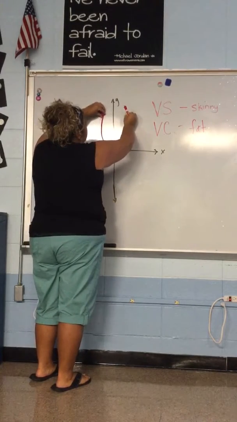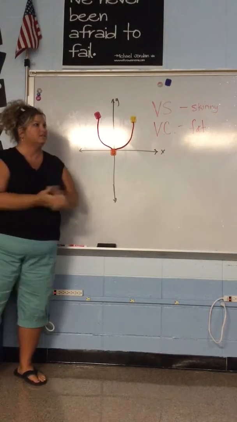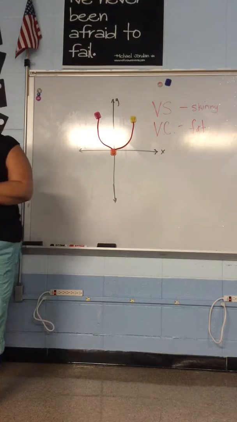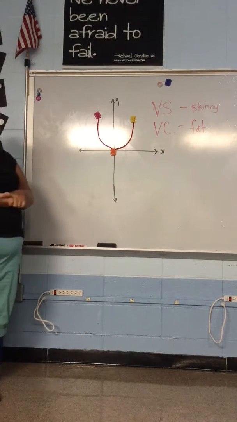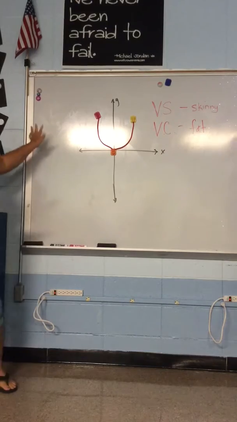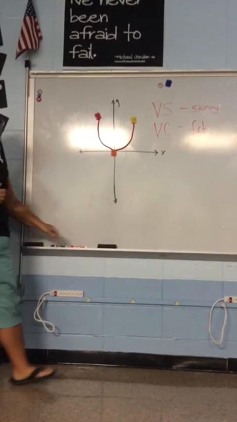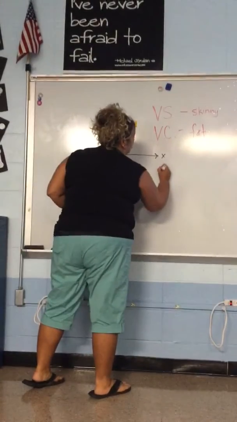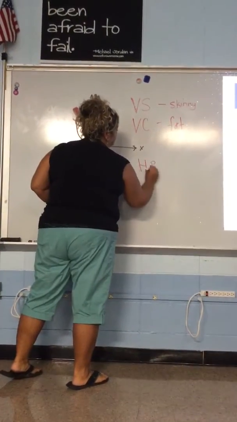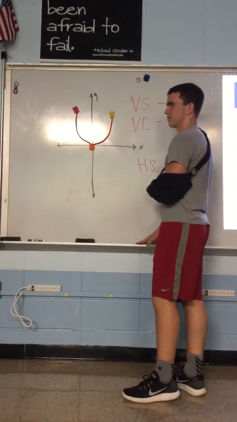All right, so let's start back at normal. Pick somebody. He's got one arm, so you have to do one at a time then. All right, so listen. Is it Bryce? Okay, so Bryce is going to do a horizontal stretch. So he's going to horizontally stretch it.